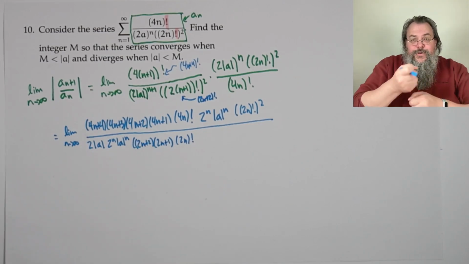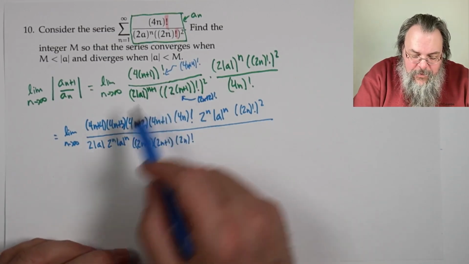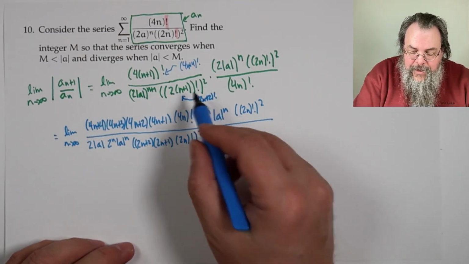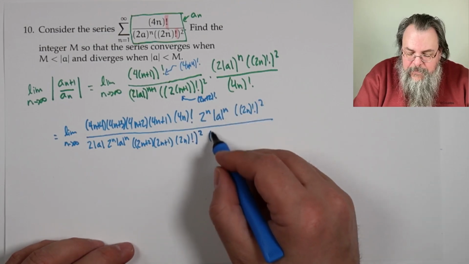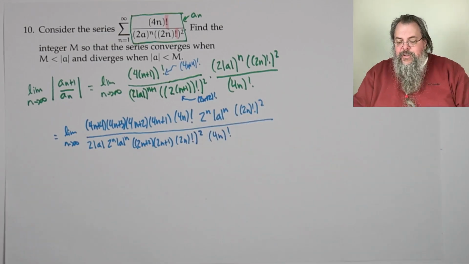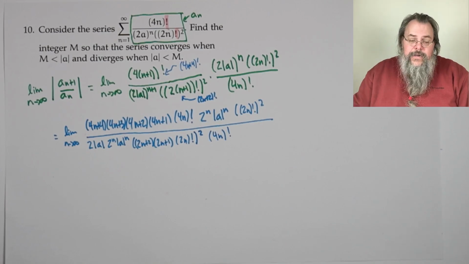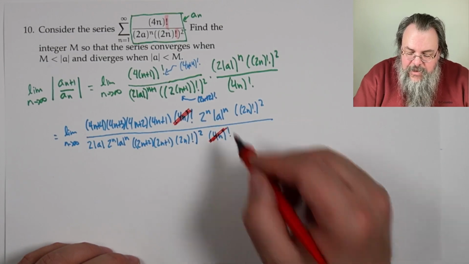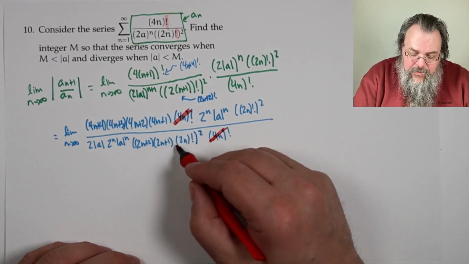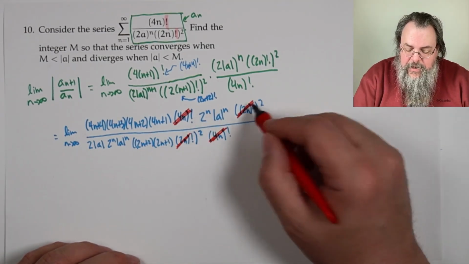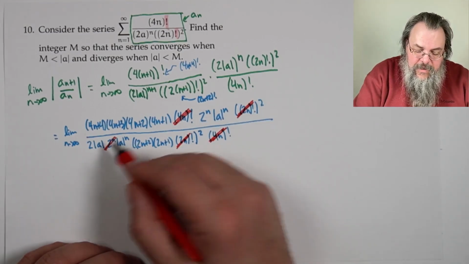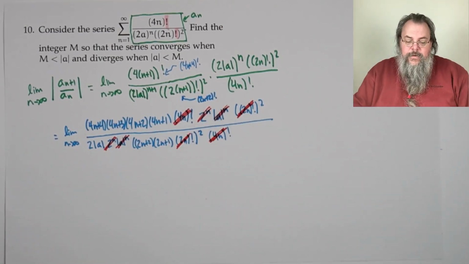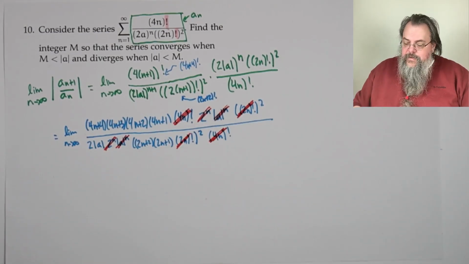So we pulled off 2 terms. 4n plus 4, 4 terms. 2n plus 2, 2 terms, and that's being squared. And then we have this 4n factorial. If we've done it correctly, we get cancellation, like those 4n factorials and these 2n factorials that are both being squared. Cool. The 2 to the n, absolute value a to the n. Nice. And we look around and say, there's not a lot left, is there?